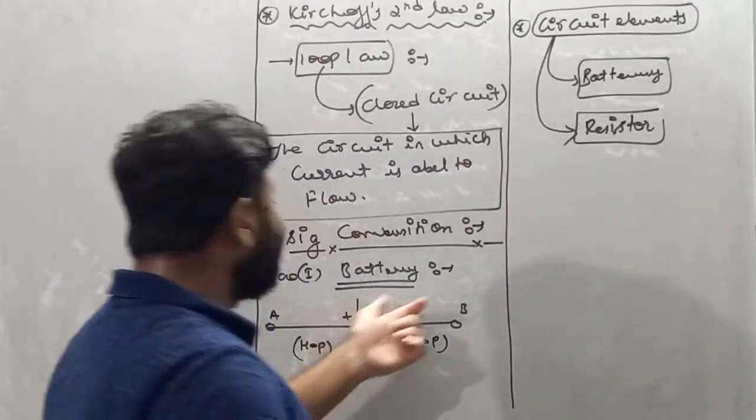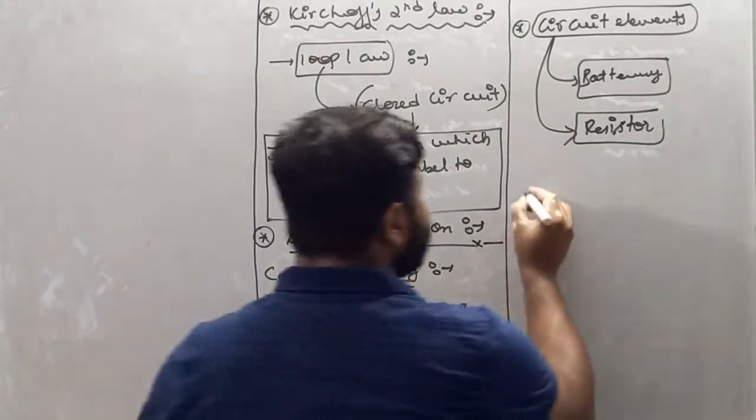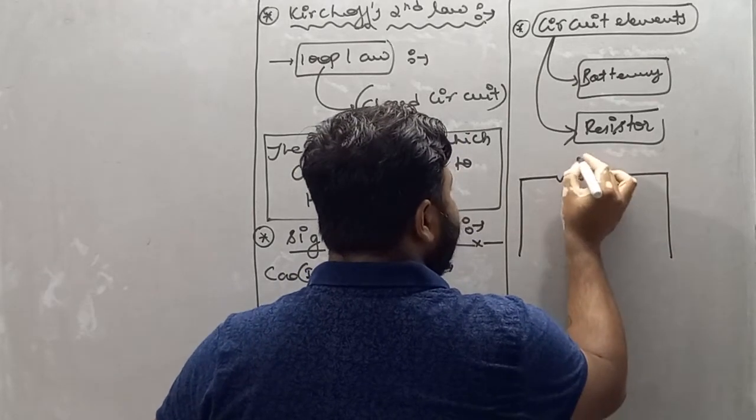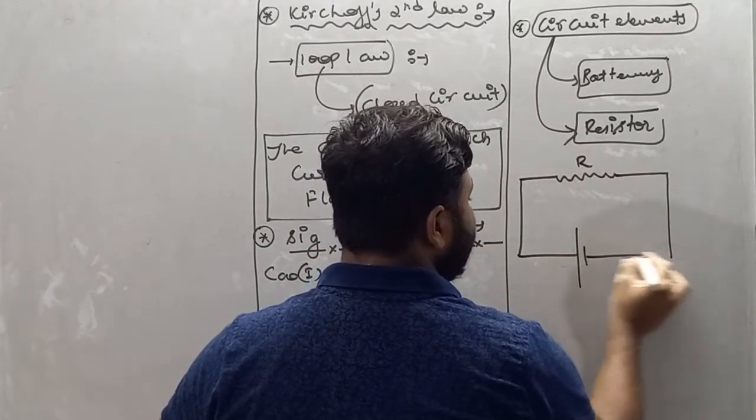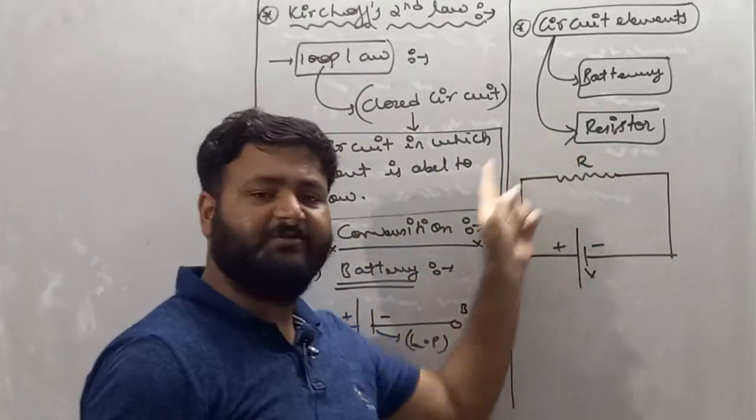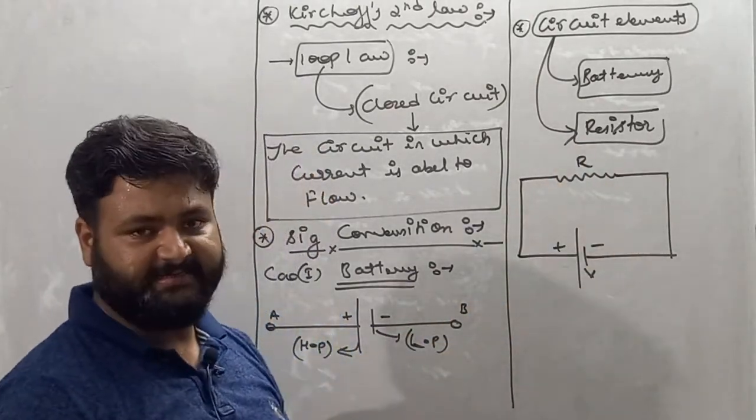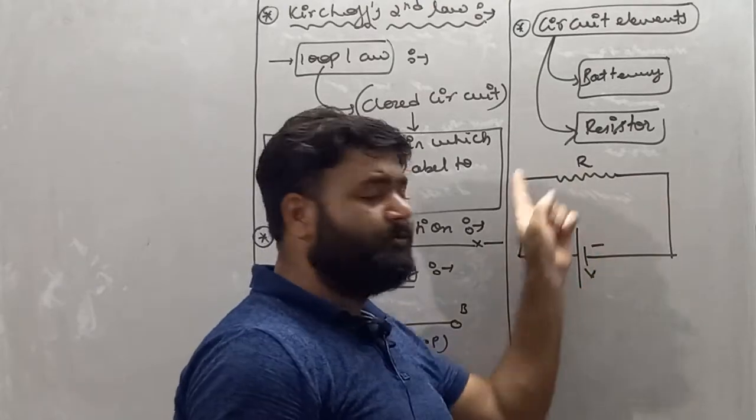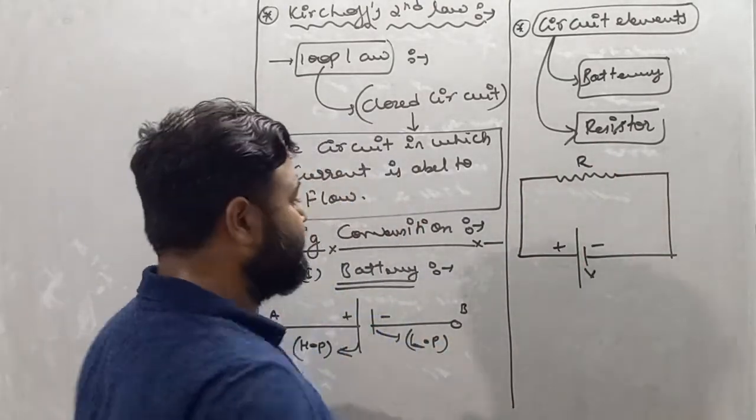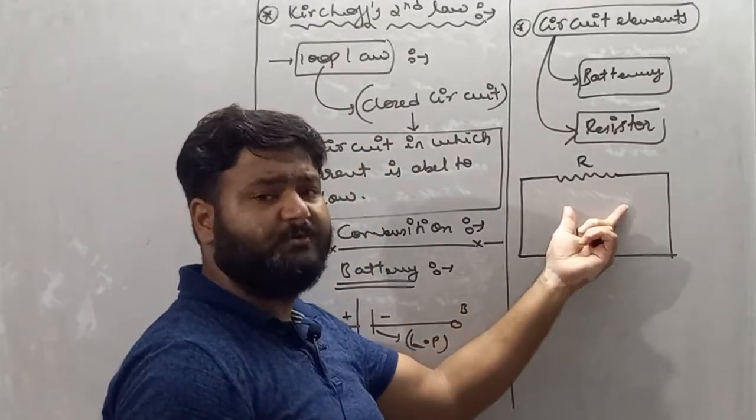Now see what sign convention for battery we are discussing. Let's suppose we have a circuit like this, and in this circuit one resistor and one battery are present. Here is your electrical circuit in which a resistor and a battery are present. Now this circuit is a closed circuit, dear student. In this circuit current is capable to flow. So this is basically a closed circuit.